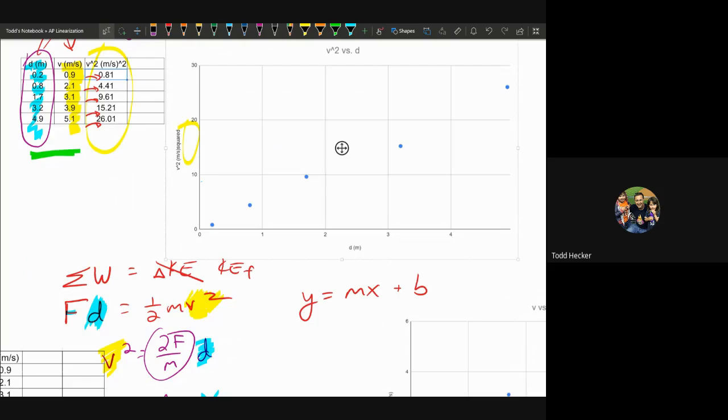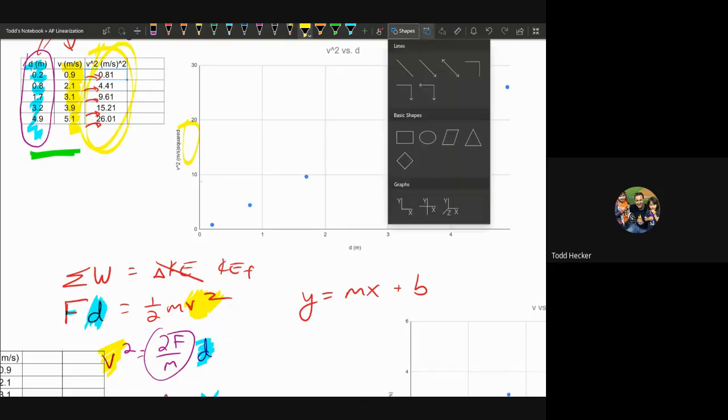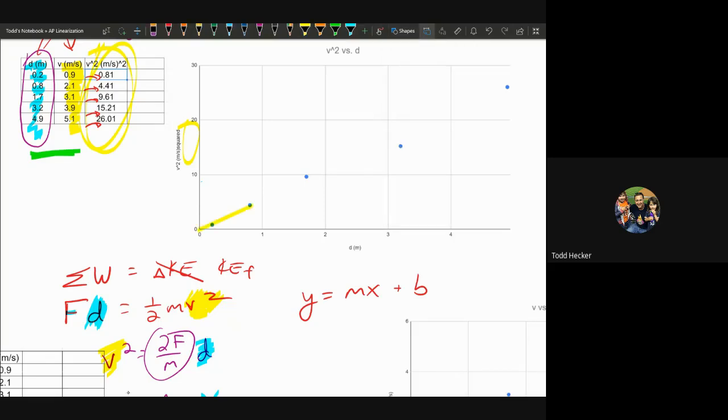Okay. And so you can see that on the vertical axis, instead of plotting my v values, I plotted these v squared values. And look at the graph it gives you. It gives you a nice straight line, doesn't it? Neat. All right. And so now I can draw on my best fit line in yellow, apparently. All right. So let's see.